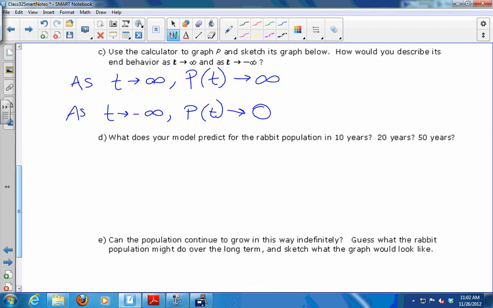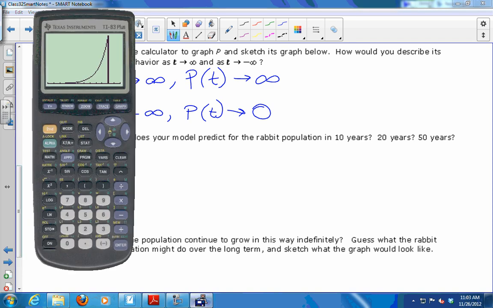Now I want to use the model to predict the rabbit population in 10, 20, and 50 years. So I'm looking for p of 10, p of 20, and p of 50. So I'm just going to have my calculator do it for me using the table. I already have the formula in y1, 1,000 times 2 to the x, where x is number of years. So I go to my table, and I'm just going to type in 10, 20, and 50.